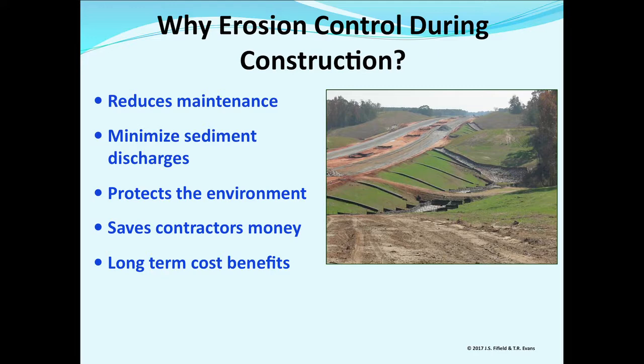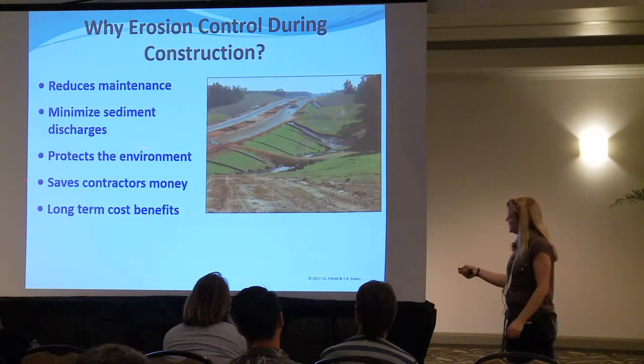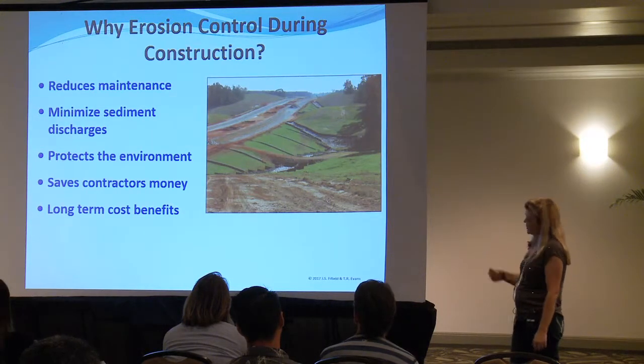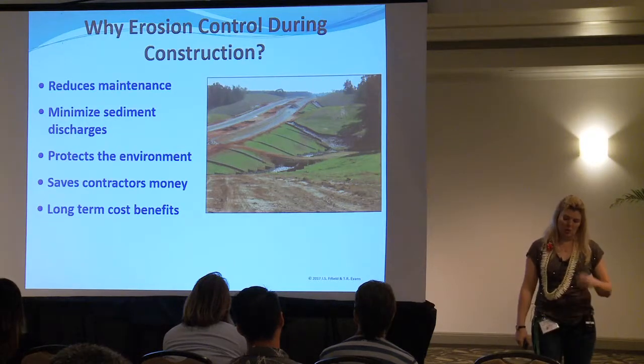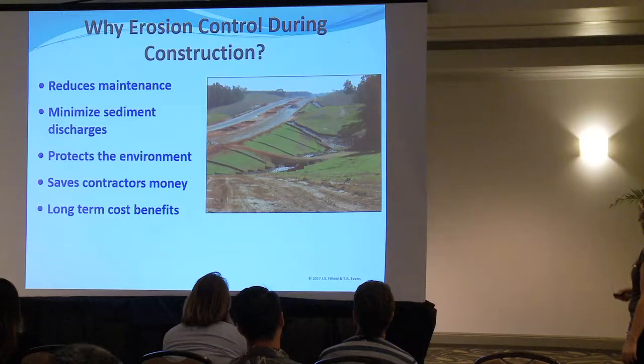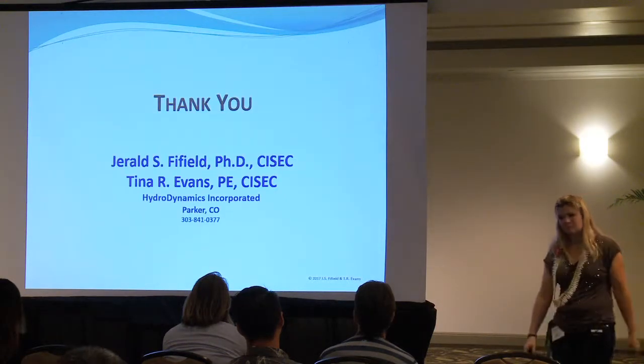Why do we do erosion control during construction? Obviously, it reduces the maintenance, meaning it reduces the maintenance on the sediment control, because we're hopefully not relying on them as heavily, and they might be able to be removed a lot quicker. It minimizes the sediment discharge. Obviously, it protects the environment. And in the end, it really does save the contractor money when we get these areas stabilized, because they're not having to go back and repair rills, repair gullies, reseed, reapply, clean up downstream where the material might have collected. So long-term cost benefits. Okay.